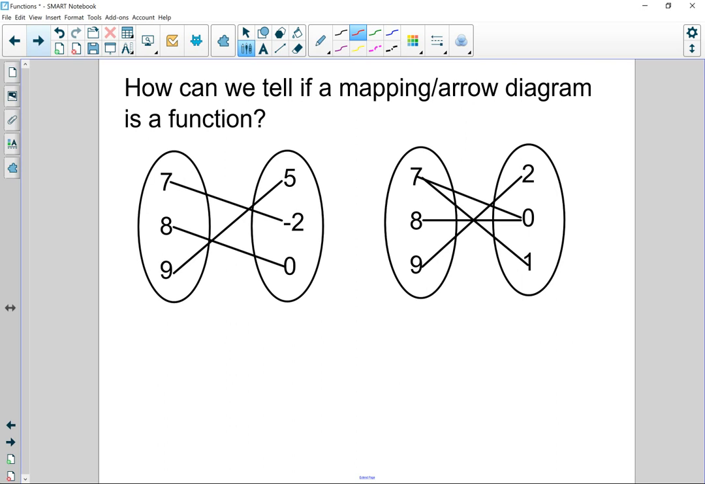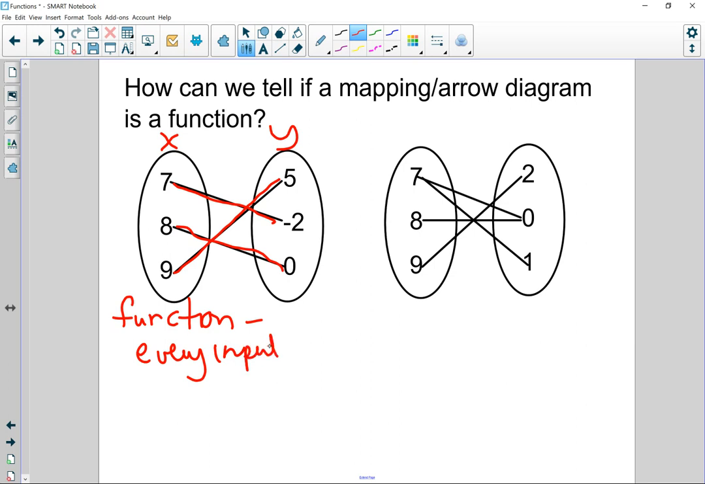Now let's take a look at a mapping. It's also called an arrow diagram. The first bubble is always going to be your x, and the second bubble is always going to be your y. That's how you can tell. First is your x, second is your y. Well, 7 is connected to -2, so he's only got one friend. 8 is connected to 0, only got one partner. 9 is connected to 5, only has one partner. So each x only had one partner, so that's all good. So this is a function, and our reason is every input has exactly one output.